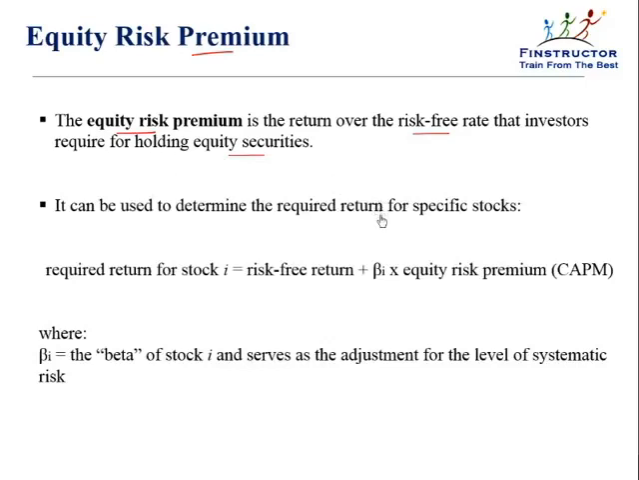The risk premium can then be used to compute the required return for stocks. That is, the required return would be given as the risk-free rate plus beta times the equity risk premium, where beta gives us an indication of the systematic risk of the stock. That is, whether it is more risky than the general market or is it less risky than the general market. So if beta is equal to 1.2, it means our stock varies 1.2 times the variance of the market. If the market goes up or down by 10%, our stock on an average goes up or down by 12%.